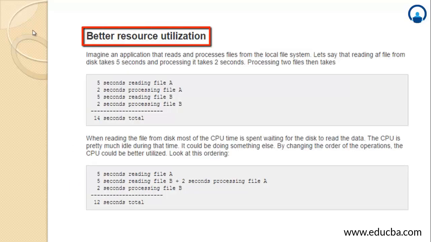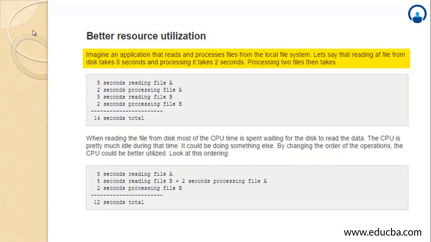Then we have better resource utilization. Imagine an application that reads and processes files from the local file system. Let's say that reading a file from disk takes 5 seconds and processing it takes 2 seconds. Processing two files then takes 5 seconds reading file A, 2 seconds processing file A, 5 seconds reading file B, 2 seconds processing file B, that is 14 seconds in total. So if no multi-threading is applied, it will take 14 seconds in total.